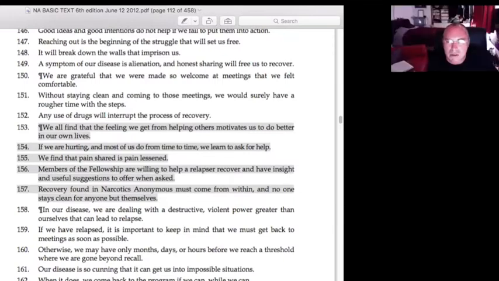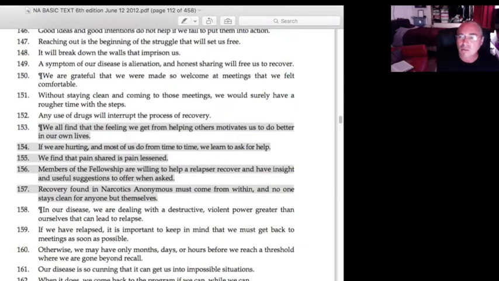That's really good, Ryan. Thank you. The whole of that paragraph is solution, isn't it? The whole of it is positive. The whole of it tells you the actions of what you need to do, where everything else is pointing out diseases, alienation, and so on. You know, if we are hurting, as most of us do from time to time, we learn to ask for help. Something we have to learn, isn't it?